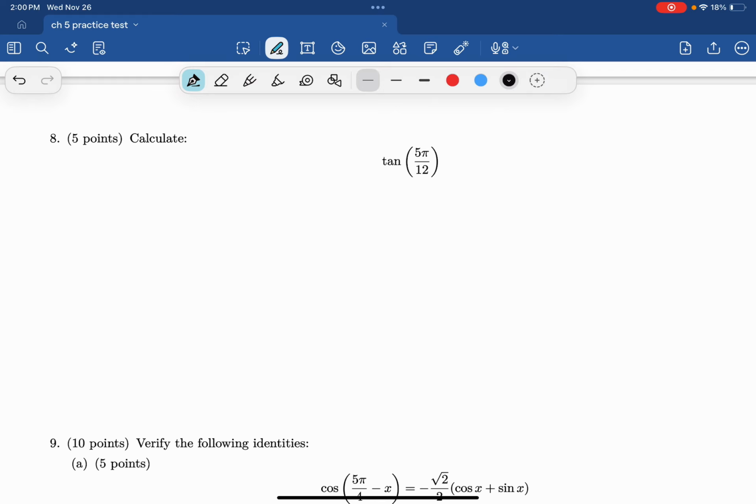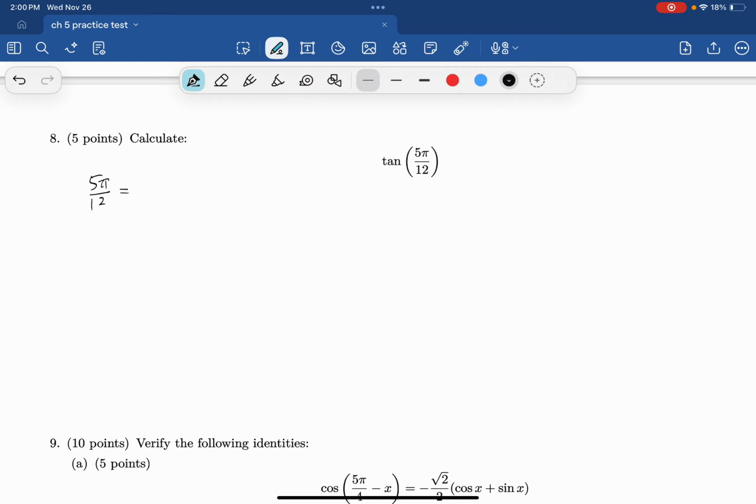Okay, next, tangent 5 pi over 12. This is going to require us to use some kind of tangent addition formula. And so we have to be quite clever here and think about which two angles that we know tangent for, which two angles would give us 5 pi over 12. And so there are different ways of doing this.